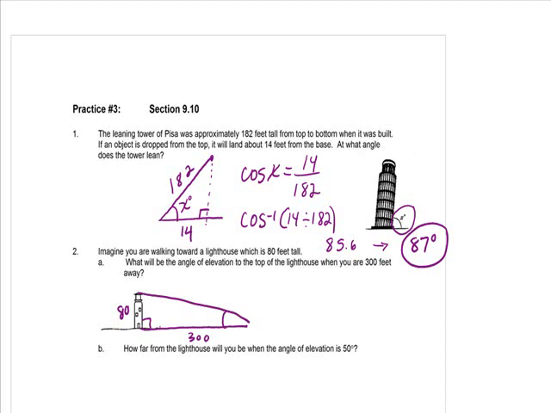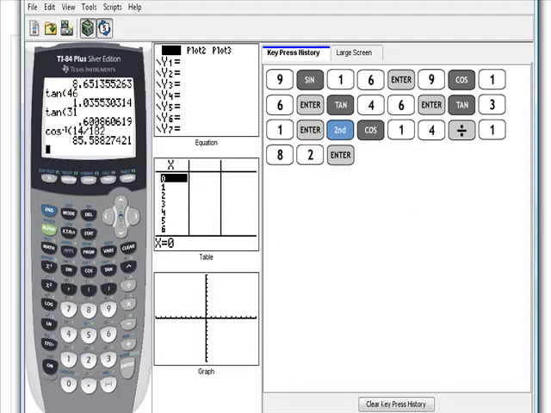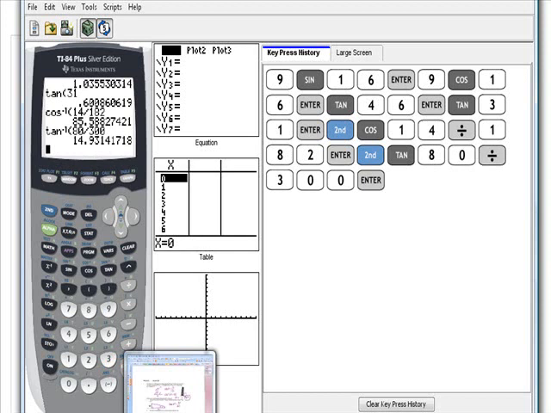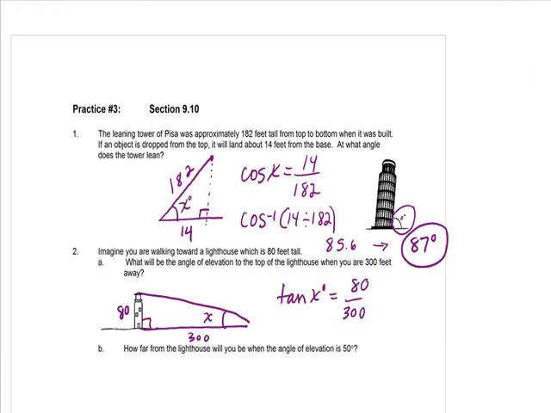Alright, coming back, this should be a tangent of our x angle equals 80 over 300. Go to your calculator, second tan, 80 divided by 300, and we get 14.9, which roughly we could call 15 degrees. Exactly.